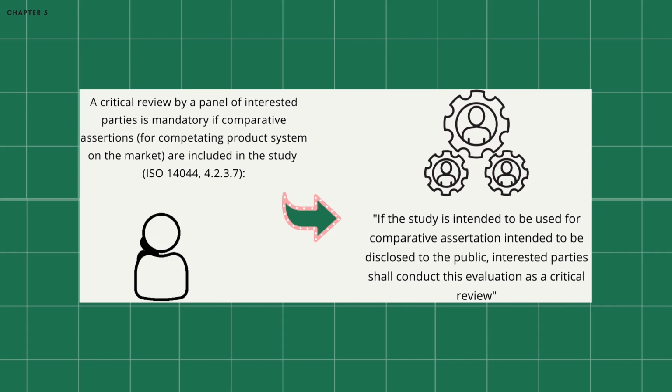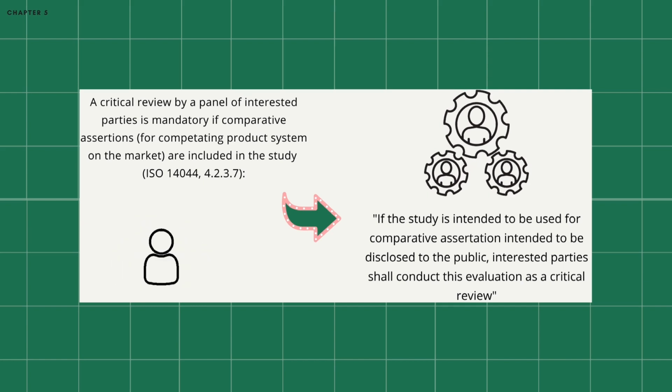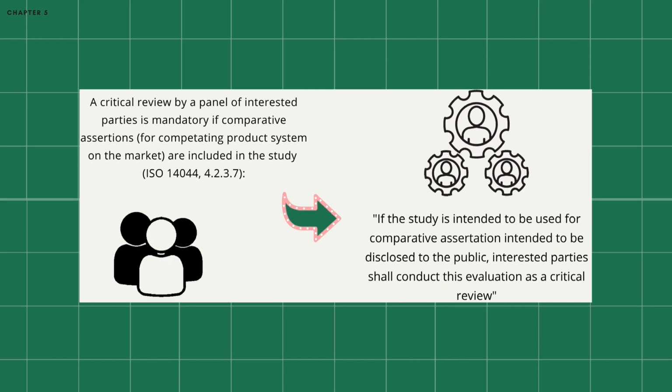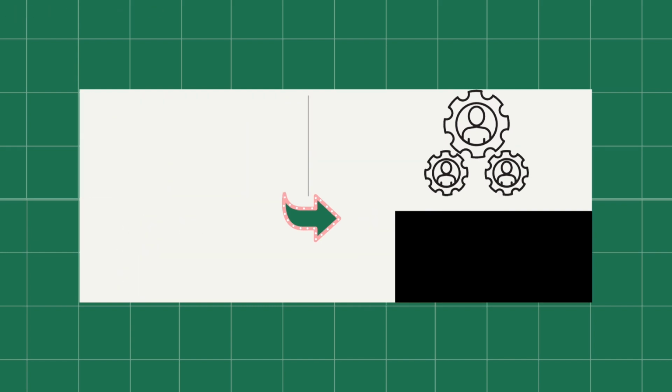A critical review by a panel of interested parties is mandatory if comparative assertions are included in the study. This is valid for competing product systems on the market. Based on ISO 14044, section 4.2.3.7, if the study is intended to be used for comparative assertions intended to be disclosed to the public, interested parties should conduct this evaluation as a critical review.